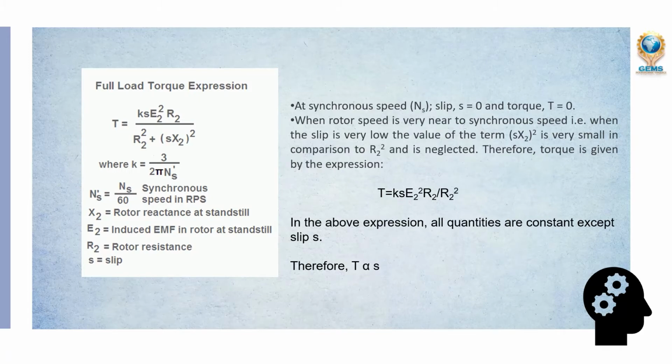Now we are seeing the full load torque equation. Already in the last lecture we saw the torque equation. This is the torque equation: T equal to K S E2 square R2 divided by R2 square plus (S X2) whole square. This is the full load, and K is the constant, which is 3 by 2 pi Ns, where Ns is the synchronous speed in RPS.